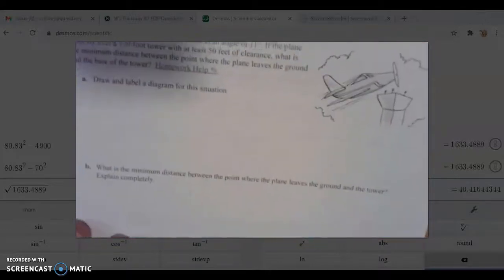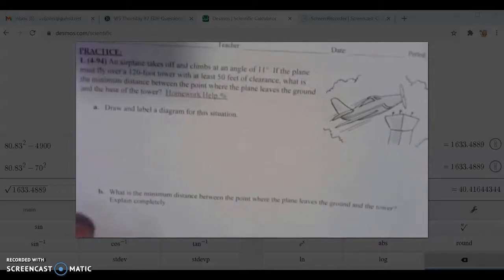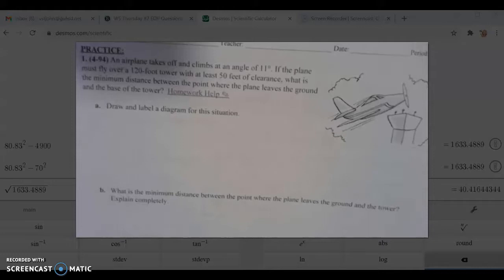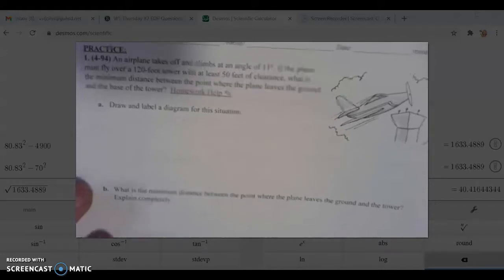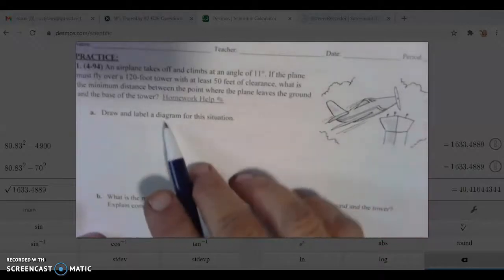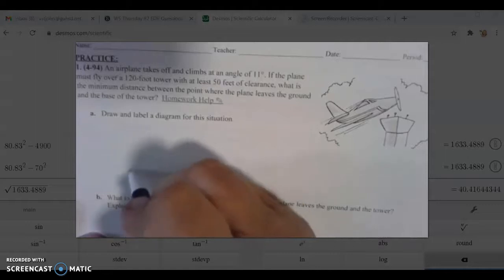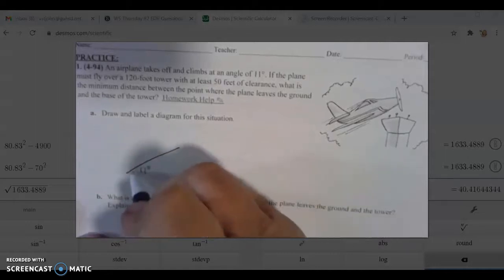All right, let me set you up for your homework on the next page so that you can be successful. I will put the answers so you can look at the answers to pages 2, 4, 6 just to see that you're doing it right. Draw and label the situation. Okay, an airplane takes off and climbs at an angle of 11 degrees. So this is 11 degrees.